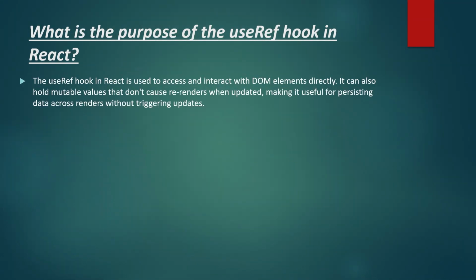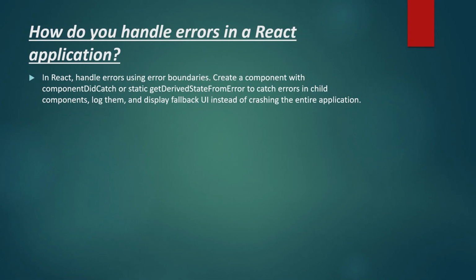Now let's move to a different question. What is the purpose of the useRef hook in React? The useRef hook in React is used to access and interact with DOM elements directly. It can also hold mutable values that don't cause re-renders when updated, making it useful for persisting data across renders without triggering updates.